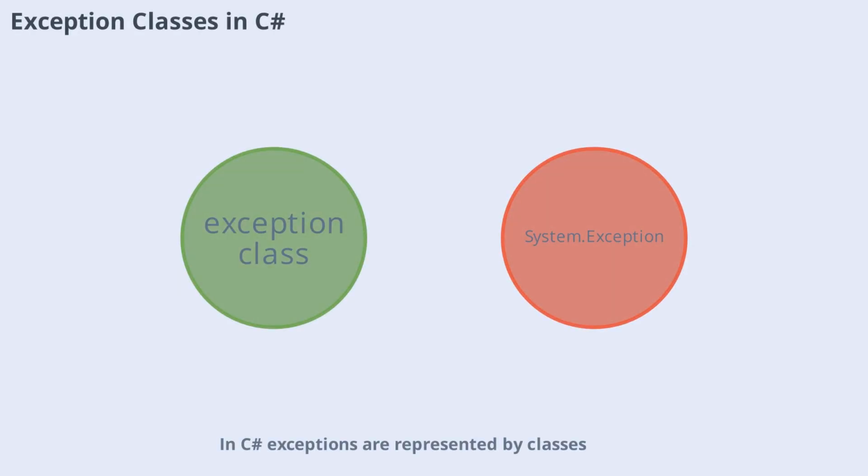In C#, exceptions are represented by classes. Most exception classes are derived from the System.Exception class. There are two main branches: System.ApplicationException, which supports exceptions generated by your application, and System.SystemException, which is the base for all predefined system exceptions. Understanding these classes helps you create custom exceptions and handle built-in ones more effectively.